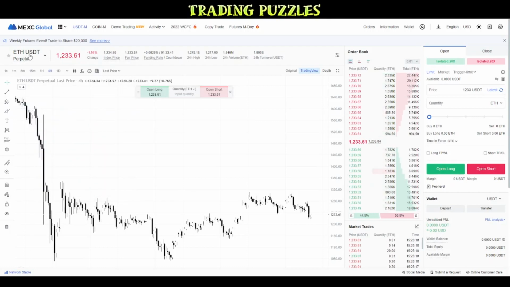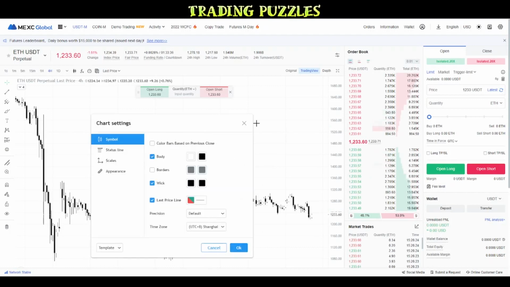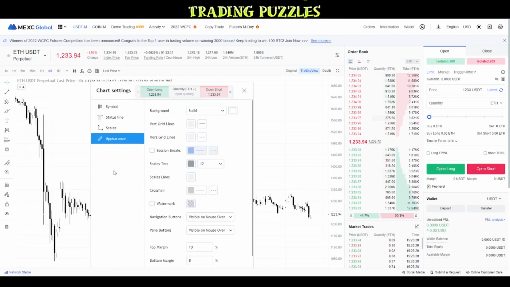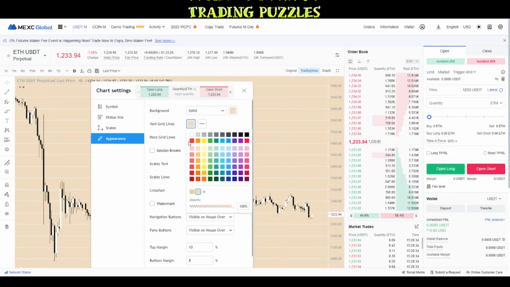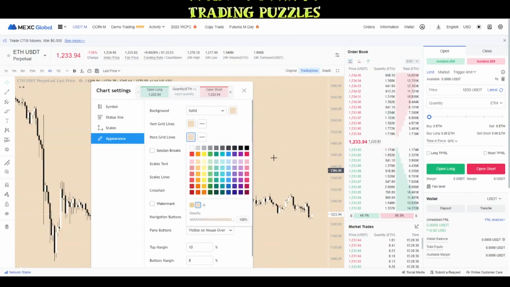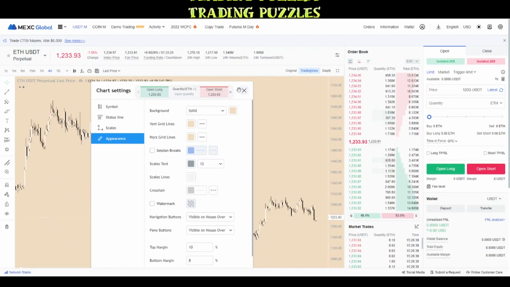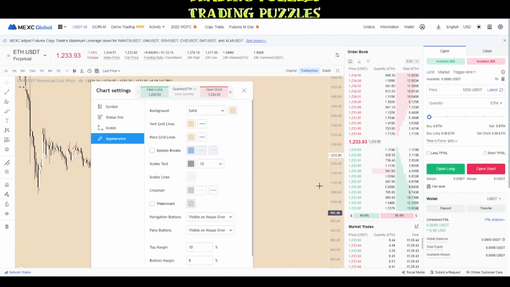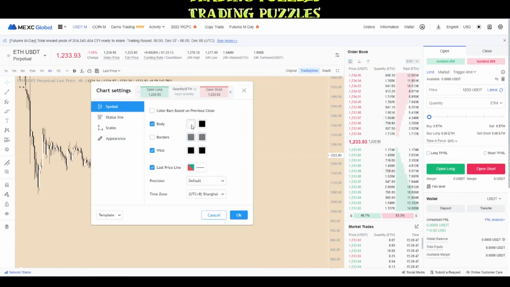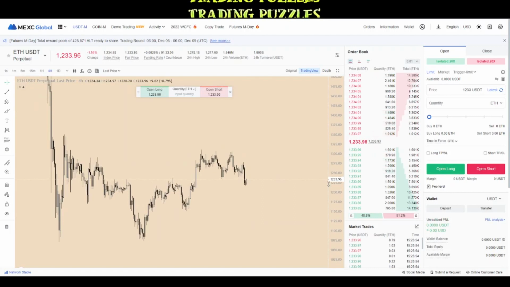So let's suppose that I'm going to use Ethereum for my example. I would like to change the colors according to my chart. It's a very user-friendly platform, as you can see. And here we have our trade. It's very easy. Okay, so this is my trading.